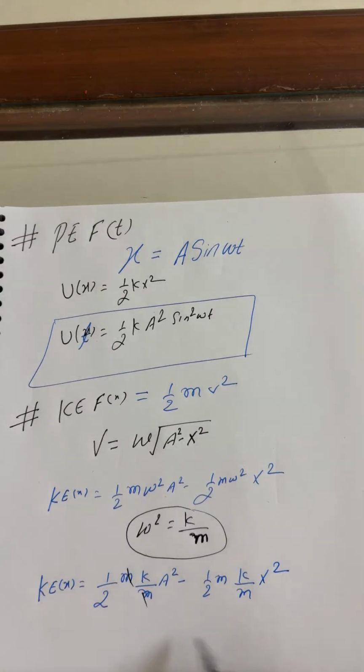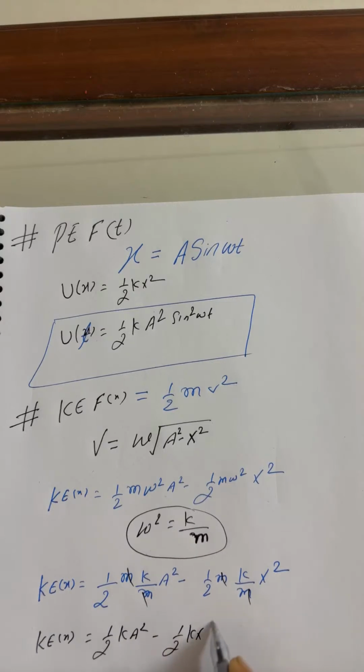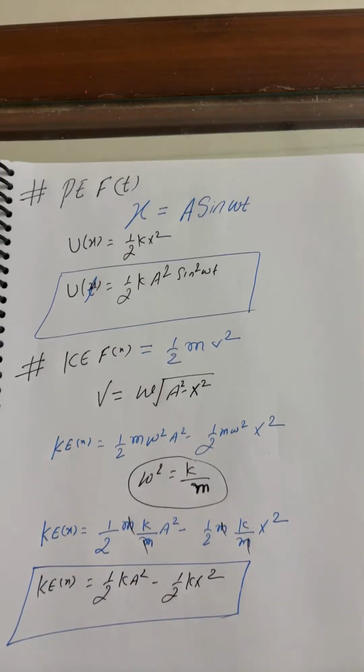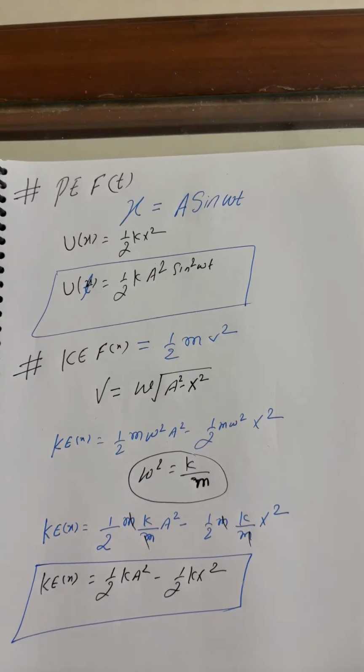Now you can see the mass cancels. So the kinetic energy as a function of x is half of k a squared minus half of k x squared. From now on, keep this in your mind for kinetic energy as a function of x.